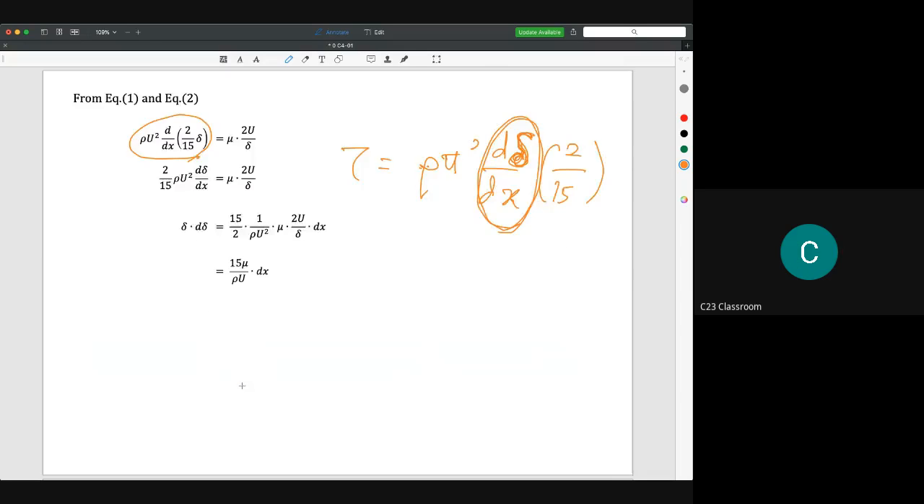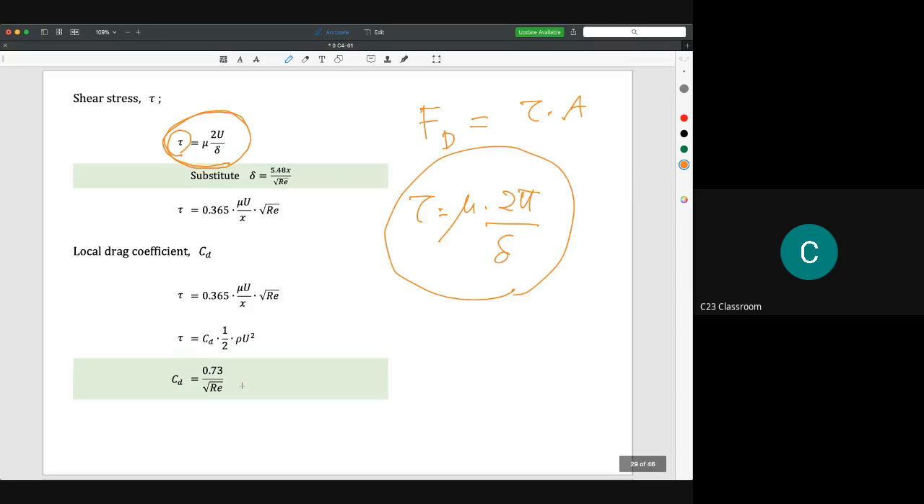So please make sure that if you want to start to calculate your drag force, please use the shear stress from Newton, because it is complete. There is no d u dx and so on. And then we have the delta here. So we substitute the delta with our previous value, 5.48. And finally we get the tau here.